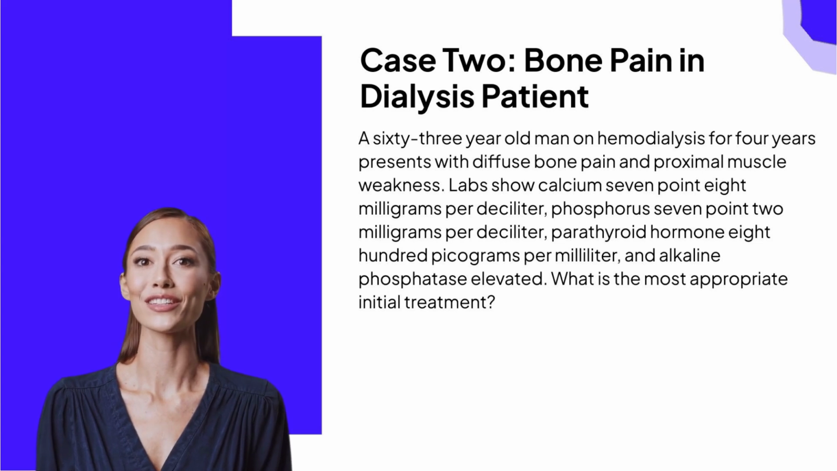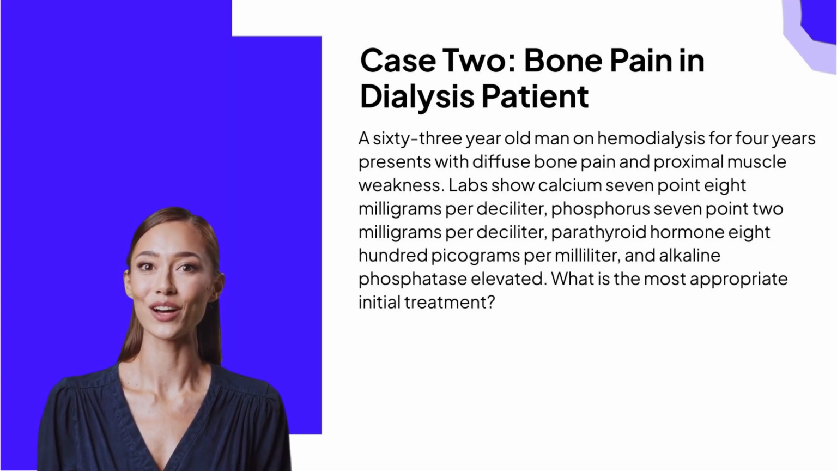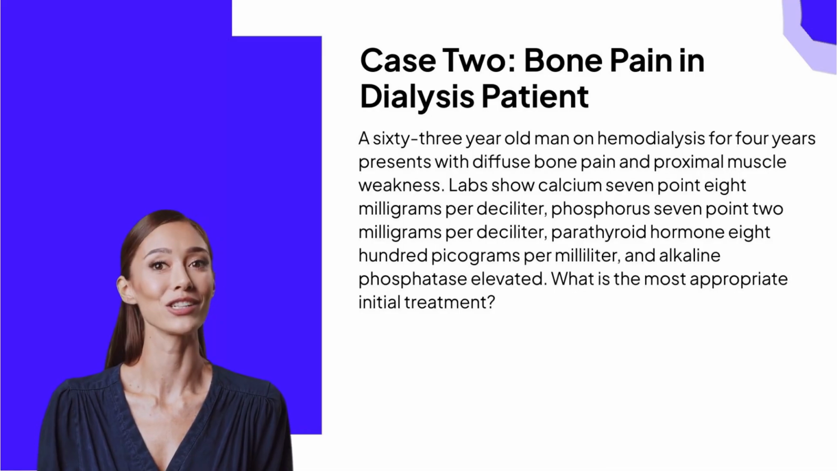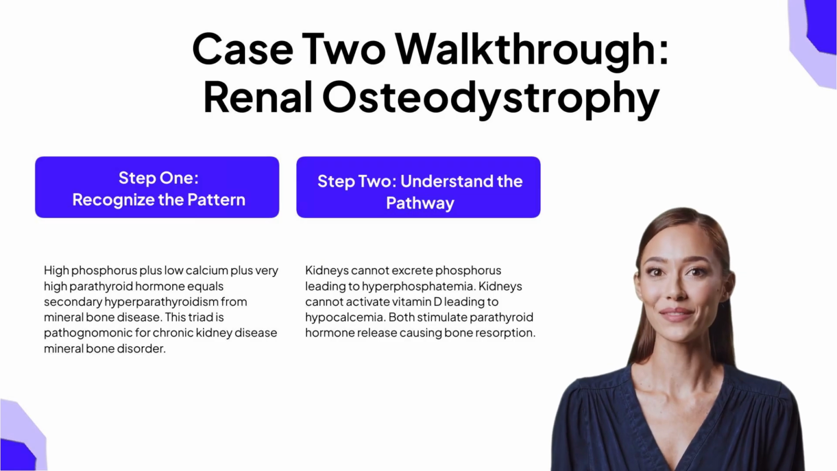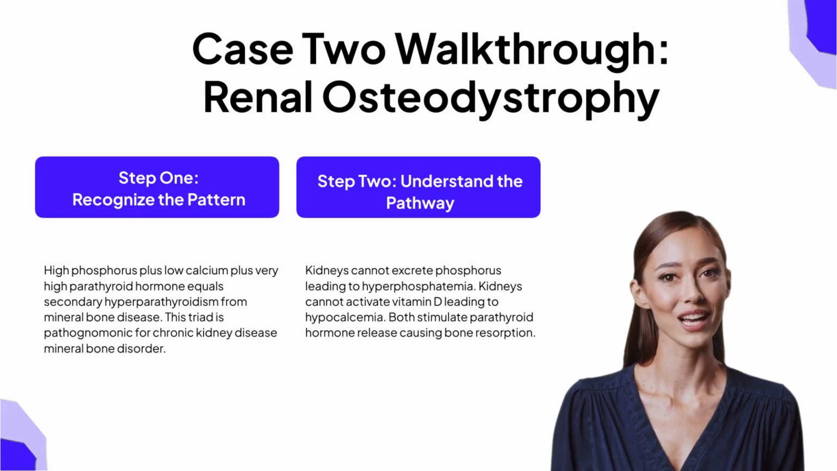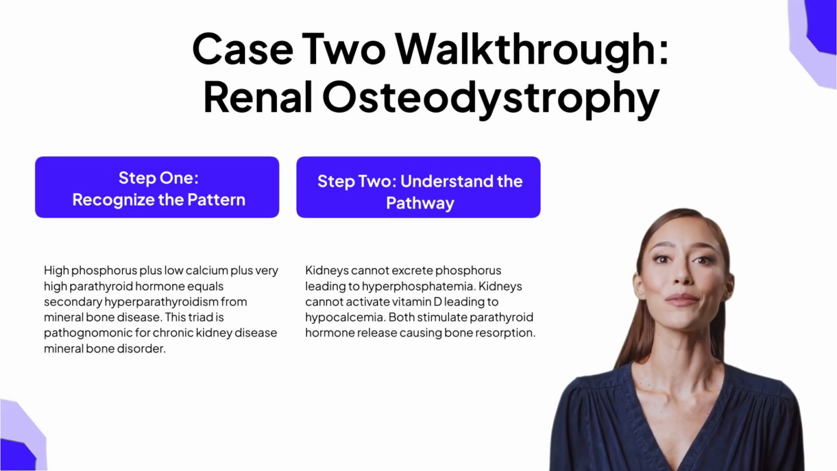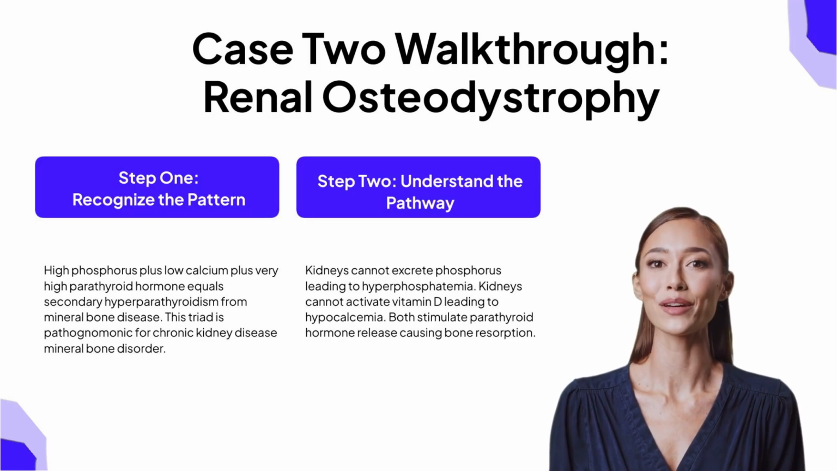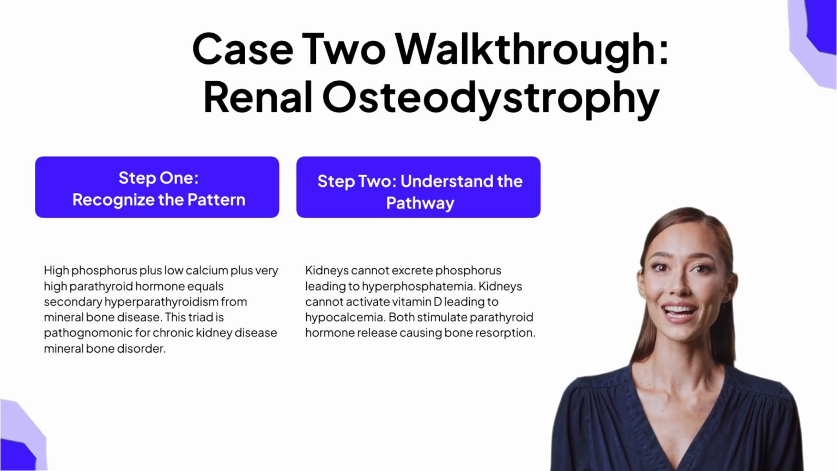Now, what do you treat first? This is where students commonly go wrong, so let us break it down carefully on the next slide. Step 1. Recognize the pattern. High phosphorus plus low calcium plus very high PTH equals secondary hyperparathyroidism from CKD mineral bone disorder. Commit this triad to memory.